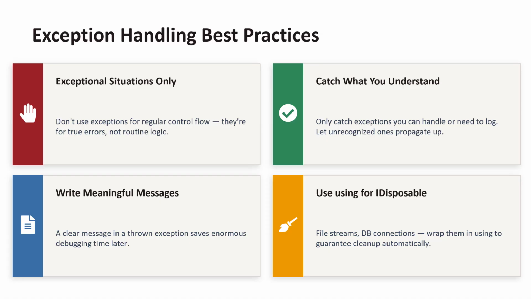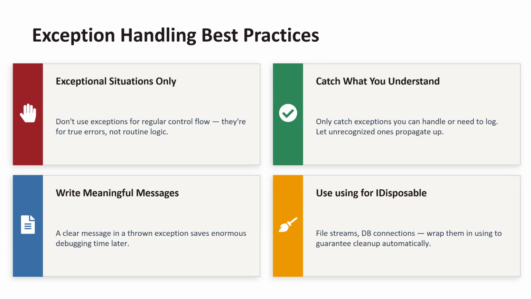So we've covered all 4 keywords: try, catch, finally, and throw. So let's wrap up the technical content with some best practices that separate exception handling that helps you from exception handling that just creates new problems. So first, exceptional situations only. Exceptions exist for genuine error conditions, not as a substitute for normal control flow like if statements or loops. If you find yourself using try-catch to handle something that's actually a routine or expected outcome, that's a sign that you're misusing exceptions and should restructure your logic instead.